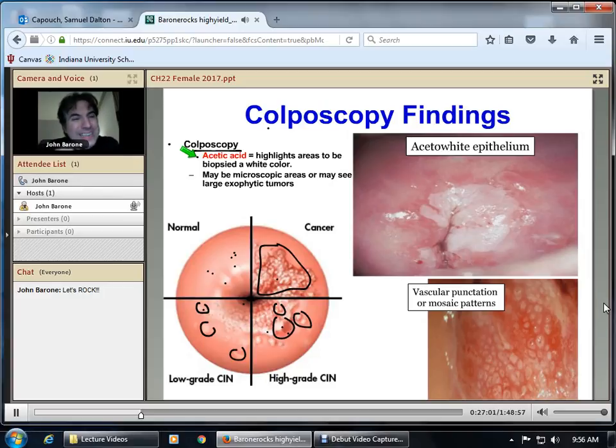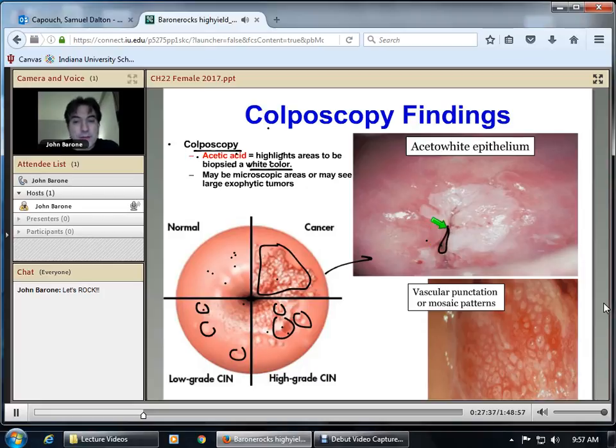Now, to help me see this stuff better, what we like to put on the cervix is acetic acid. So we'll just coat it with acetic acid, and what this does is highlight abnormal areas. It makes them white. So this is different than Lugol's iodine. Lugol's iodine we use in the vagina, and it makes everything that's normal turn dark; the stuff that doesn't change stays light, that's the abnormal area. So this is different. This is acetic acid. Acetic acid makes the things that are abnormal turn white. So the white stuff is what you biopsy.